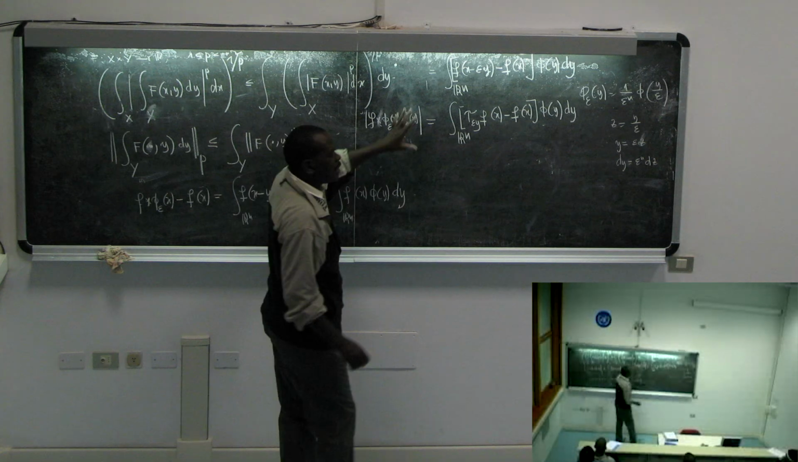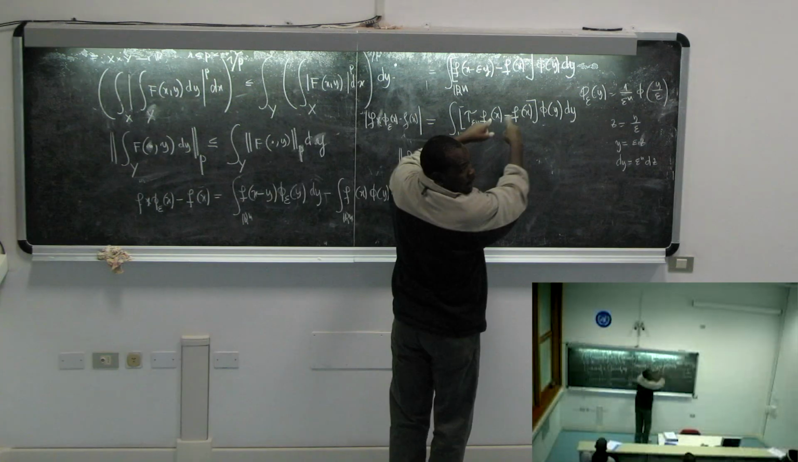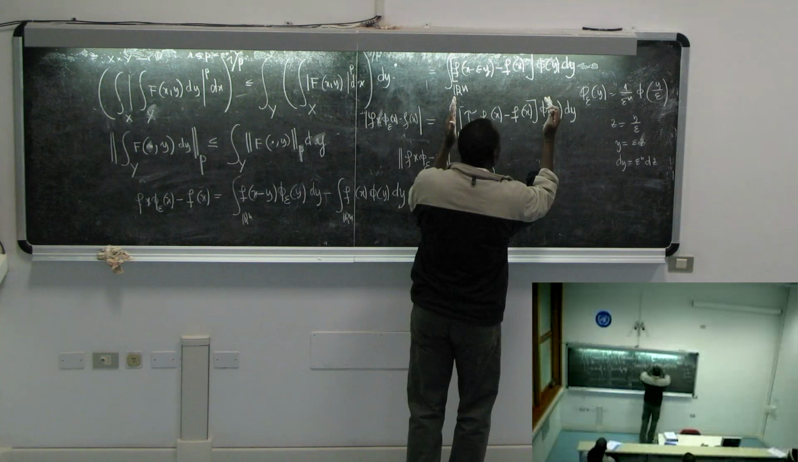Minkowski inequality says if I take the norm of f star phi epsilon minus f in LP, this is the norm of this integral. And Minkowski says this is less than what? This is less than the integral of the norm. So this is less than the integral over Rn of the norm in LP of this function.